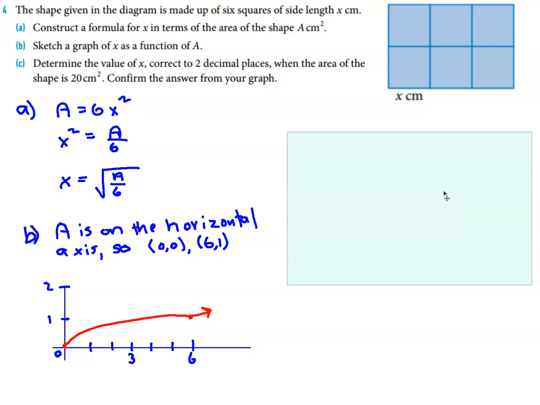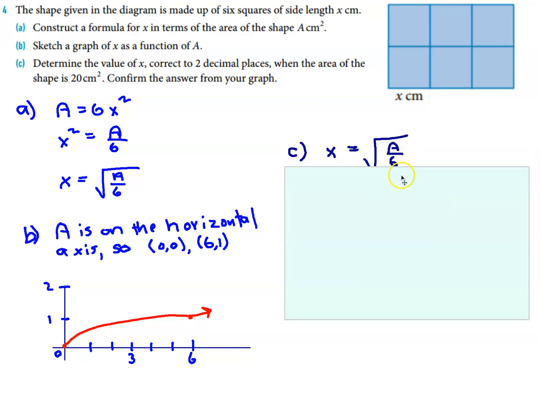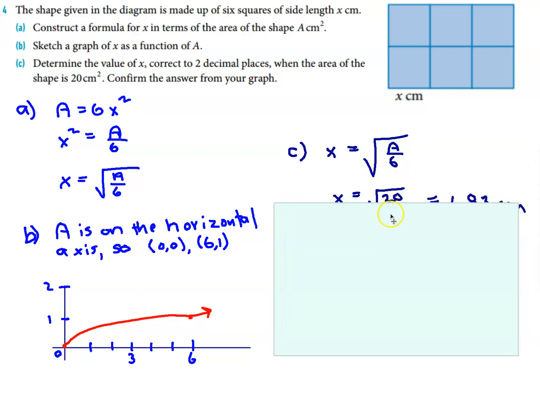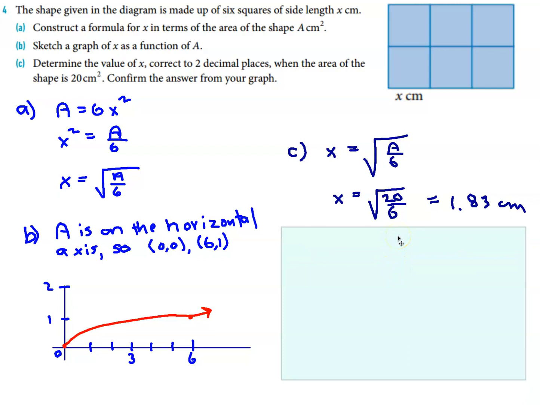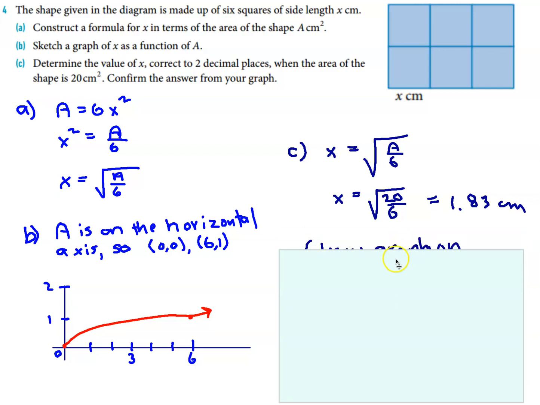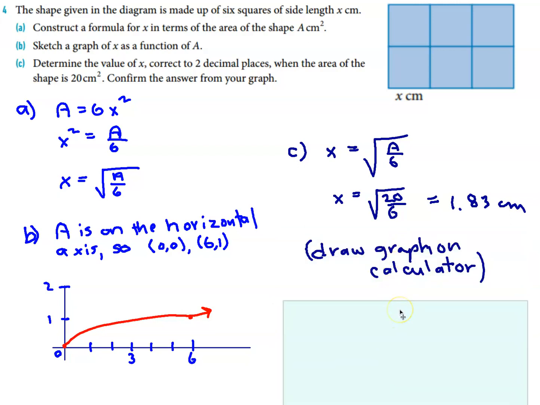Okay, part C. Determine the value of x correct to 2 decimal places when the area of the shape is 20 square centimeters. Well, this one, if you've tried it, hopefully didn't find it too difficult. There's the equation. All we have to do is substitute in 20 for a and work out the answer on the calculator to the nearest 2 decimal places. And I'm not going to draw the graph of this one. My suggestion is draw the graph on your calculator, and you can use your calculator to confirm that answer.